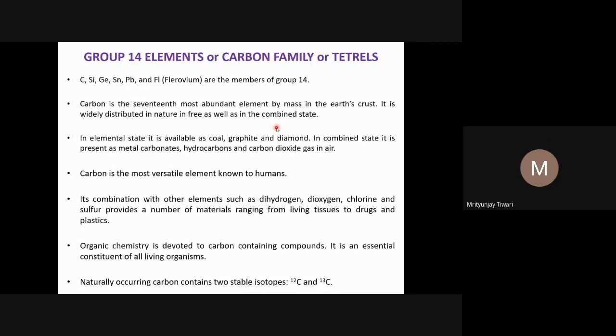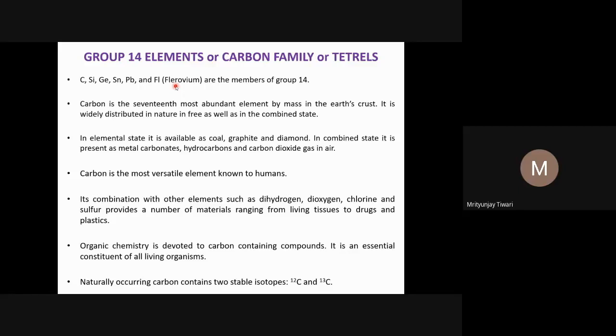Now we are going to start group 14 elements, or the carbon family, or tetrels. So group 14 elements are also called the carbon family, or they are also called tetrels. You can see the spelling here, and group 14 contains these elements: carbon, silicon, germanium, tin, lead, and flerovium. So you can see 6 elements here. From carbon to flerovium, flerovium is the recently included element, and it is a radioactive element. It has a very short lifetime.